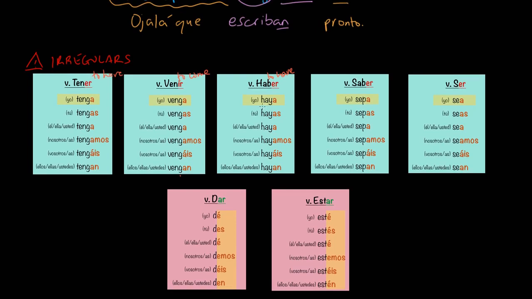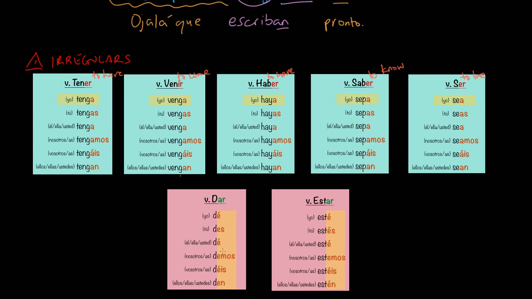So the first person, that I have, is haya, and then all the others follow the same stem and add the regular endings. The same happens with saber, which means to know: sepa, and then the others follow the same stem. And then ser, as we know, is to be, and that I be is sea, and then the others follow sea, a perfectly regular pattern.